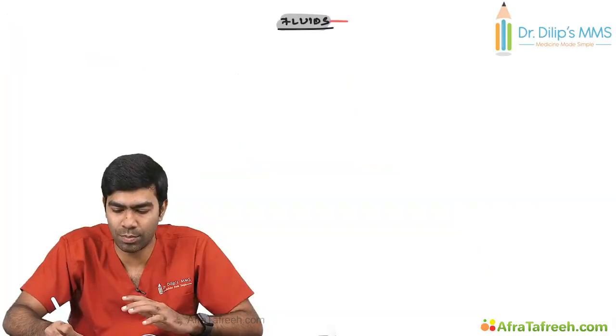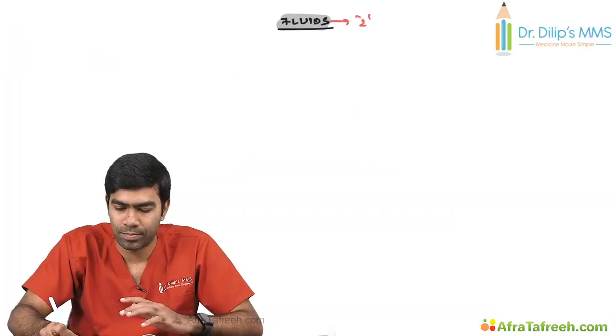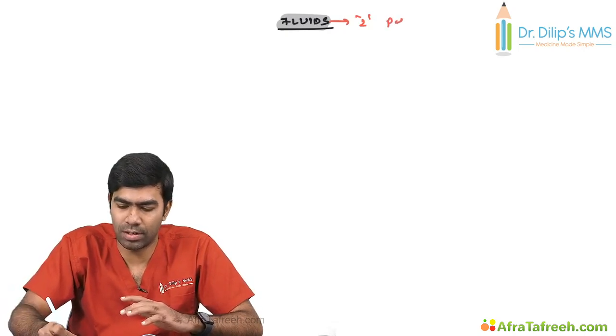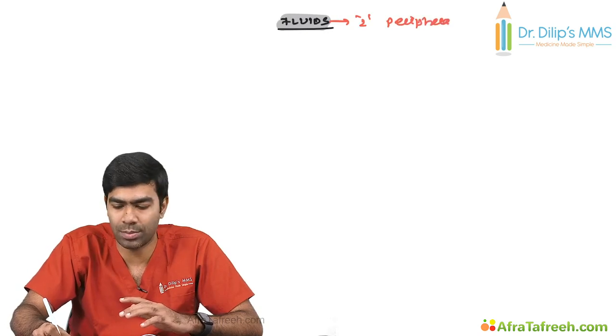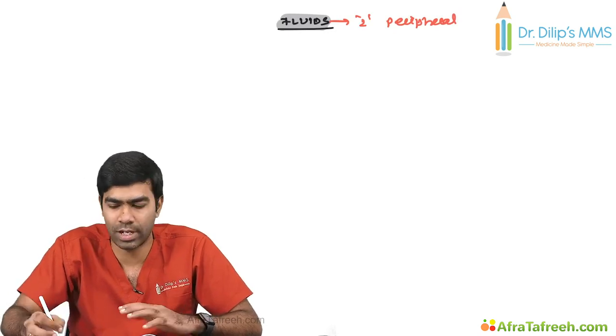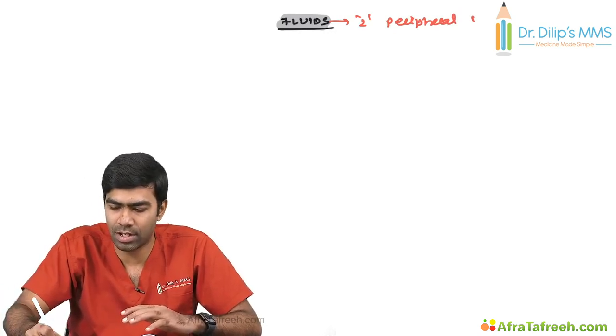First, understand the fact you have to put 2 peripheral cannulas, which are basically wide bore, because you're going to give a substantial amount of fluids and different fluids at different rates, so it's a little complicated. So get 2 peripheral IV cannulas done.